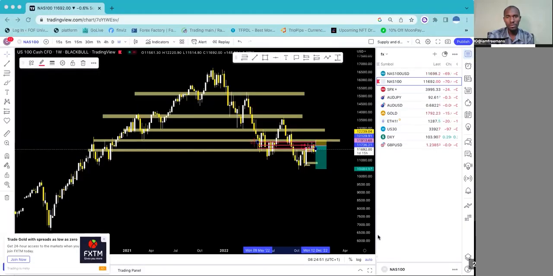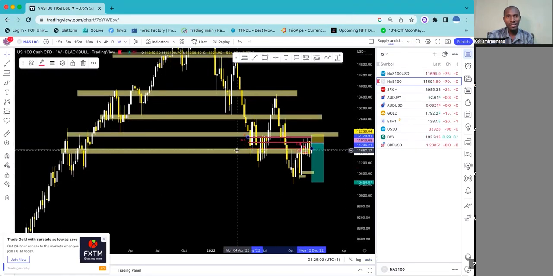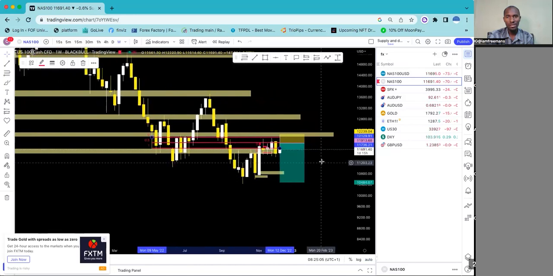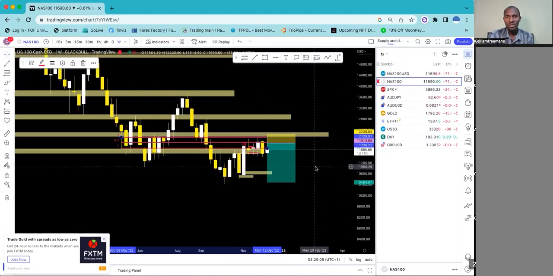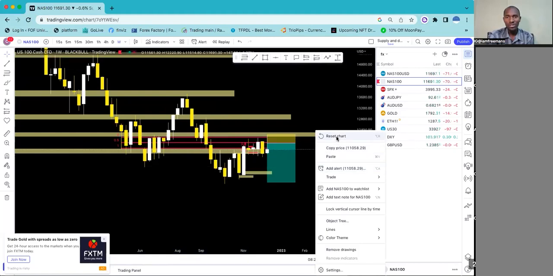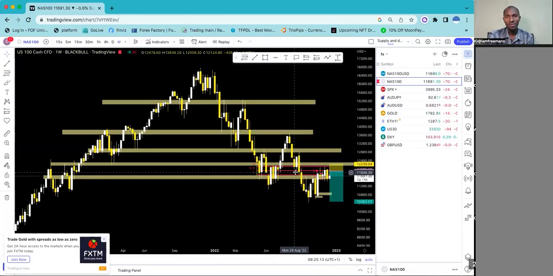So I'm sharing my screen now. Awesome. Can anyone see my screen? If you see my screen, you see my key levels, right? You see that the market has literally been obeying these key levels.